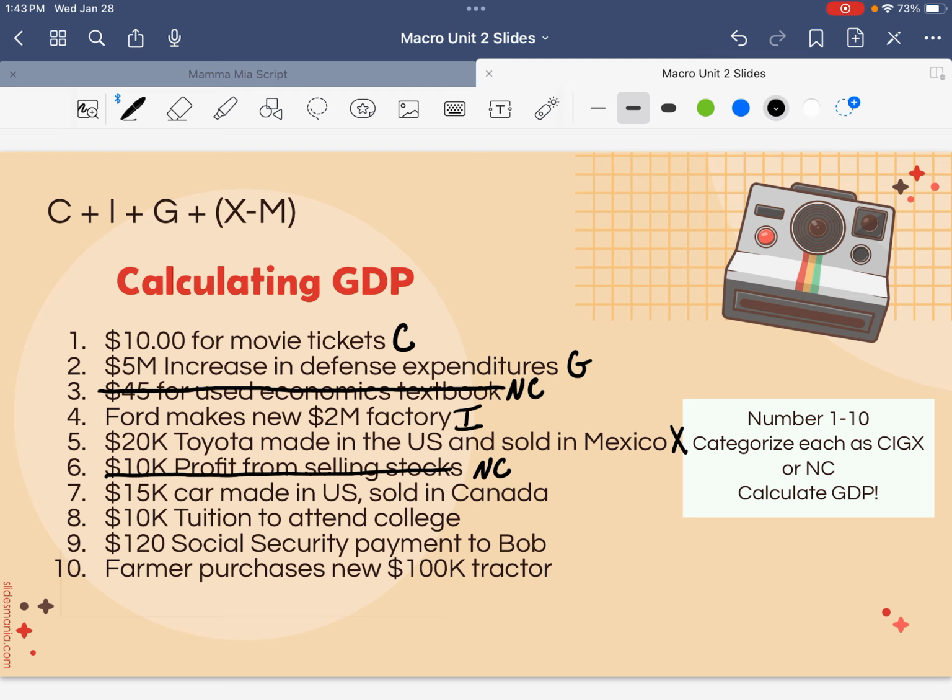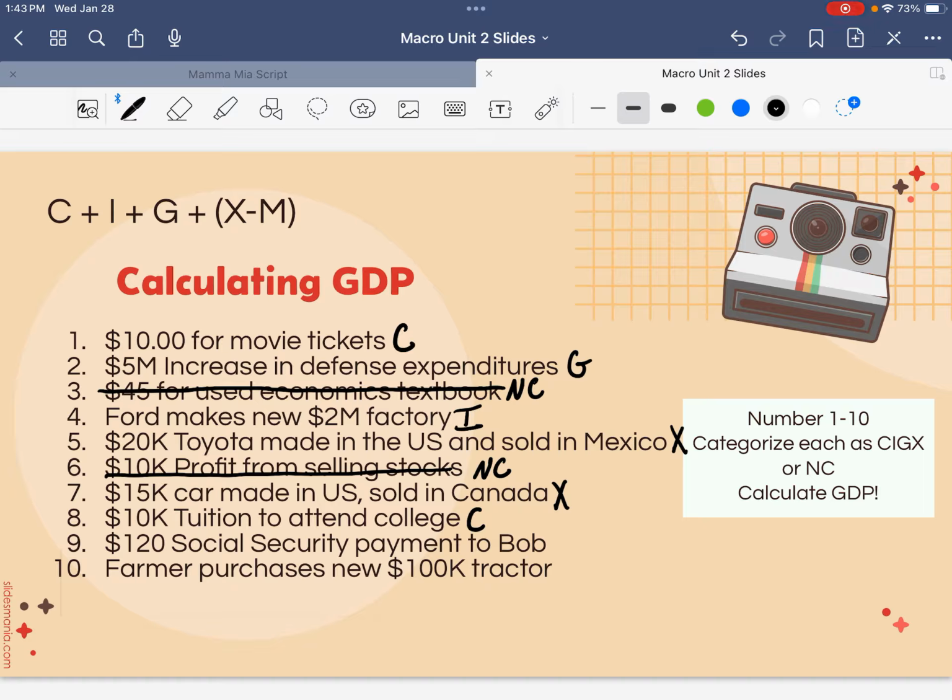All right, number 7, a $15,000 car made in the U.S. and sold in Canada. This is an export. Let me make sure I read that right. Toyota made in the U.S., sold in Mexico, car made in the U.S., sold, yeah, okay. All right, $10,000 tuition to attend college. They are paying for a service. This is a consumer good.